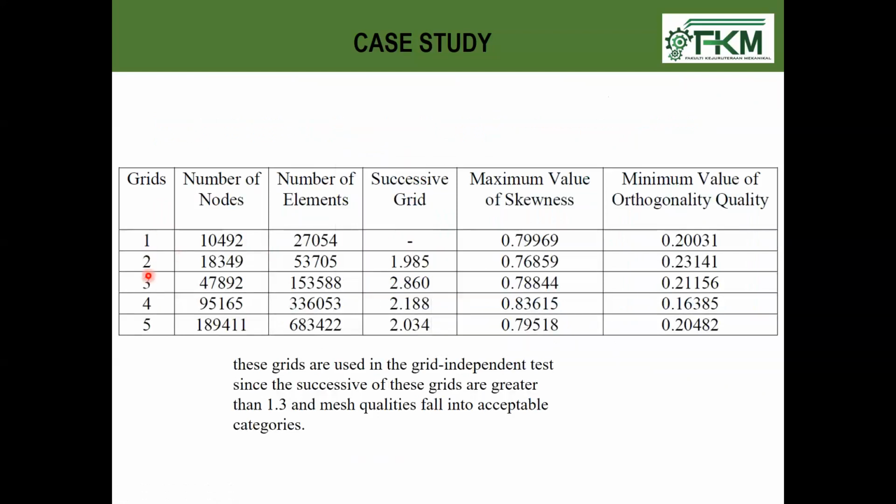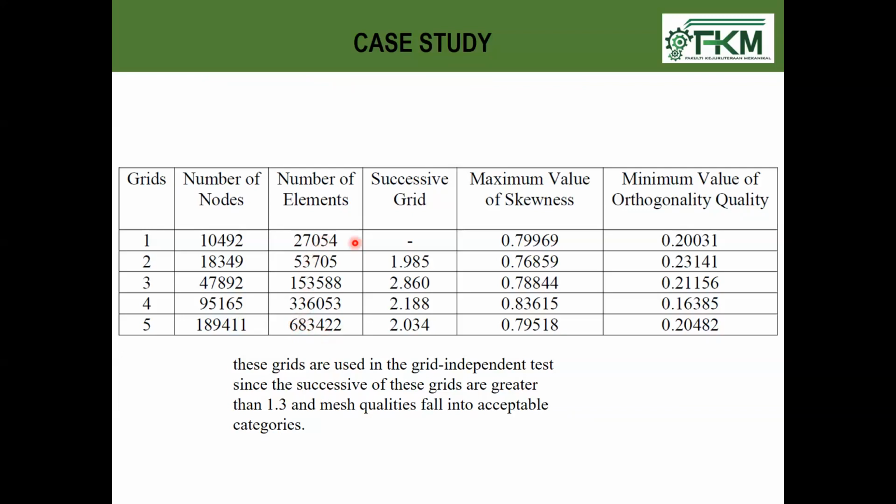Okay, grid 1 until grid 5. Grid 1 has much lower grids. Until grid 5, they have around 683,000 elements. Okay, if we run using the student version, we can't, because it exceeds 512. Okay, never mind, it's okay.